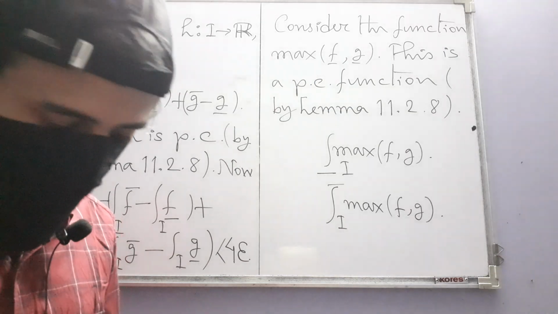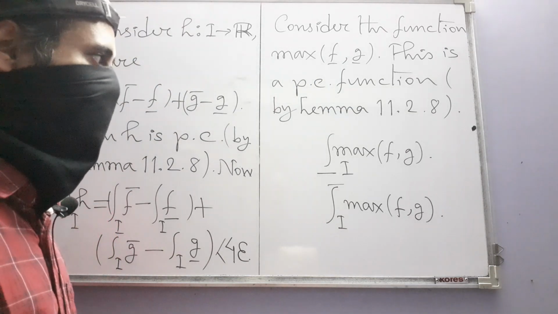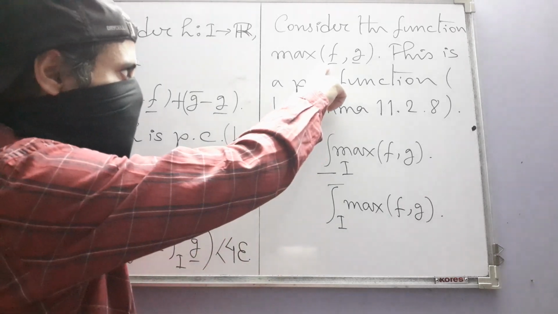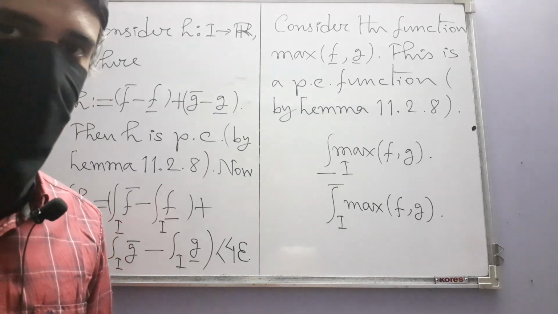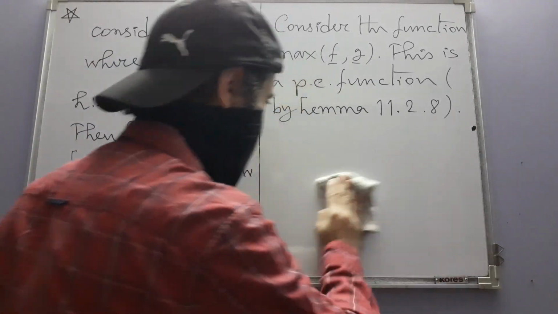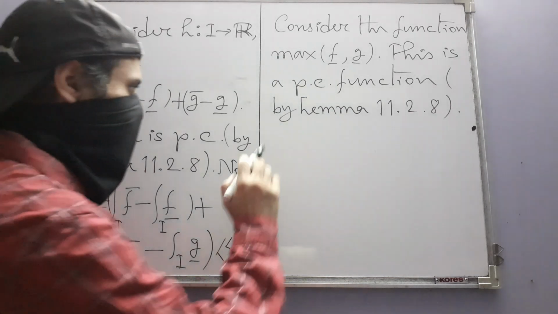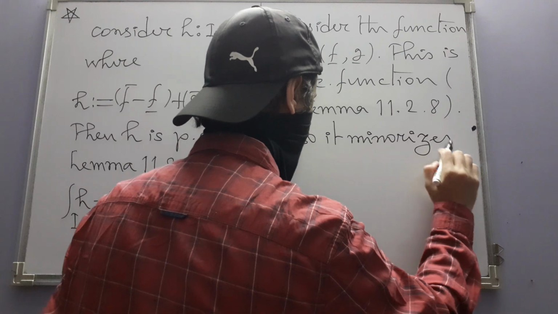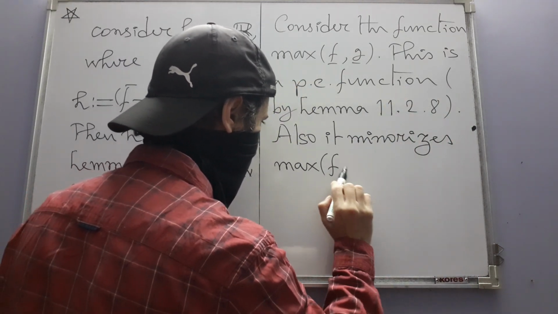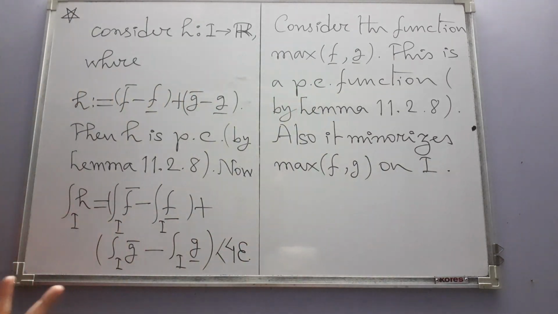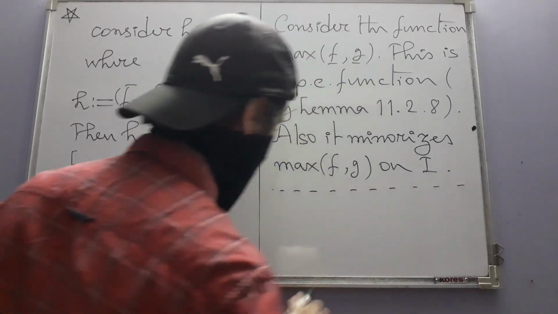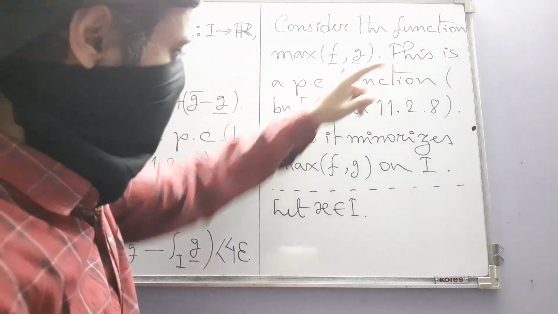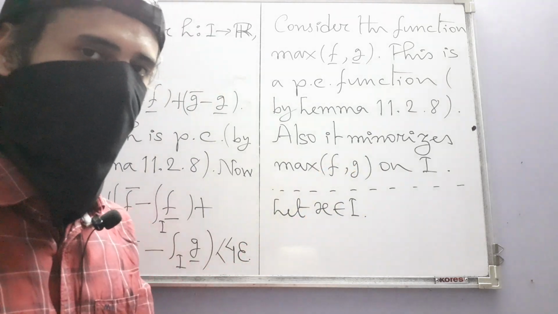All right. So if it is a PC function, now does it minorize the original max function just like this one minorizes f and this one minorizes g? Let us say that it does, and then we will justify how. Also, it minorizes max of f and g on I. But let's see how. For that, you choose any point x in I. We now have to show that this function value at x is less than or equal to this function value at x. That's what minorizing means.